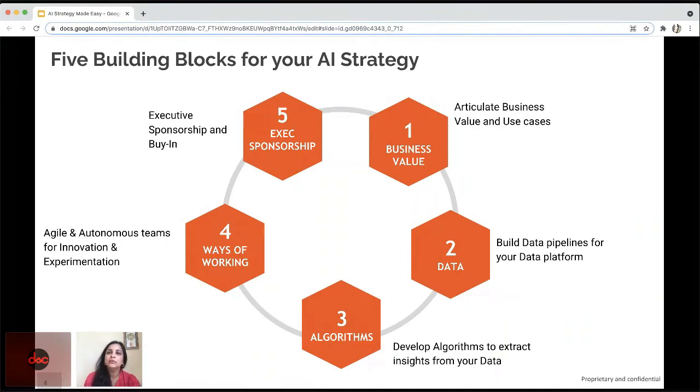The fourth building block is building successful ways of working, which is how do you structure your teams for success?